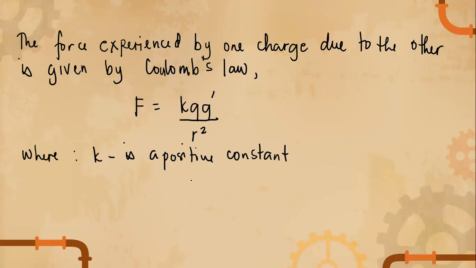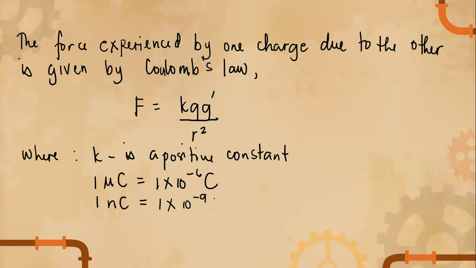To avoid very small numbers in practical work, the microcoulomb, when you say microcoulomb, that is 1 mu c, that is equal to 1 times 10 to the negative 6 coulomb. When you say 1 nanocoulomb, that is equal to 1 times 10 to the negative 9 coulomb.